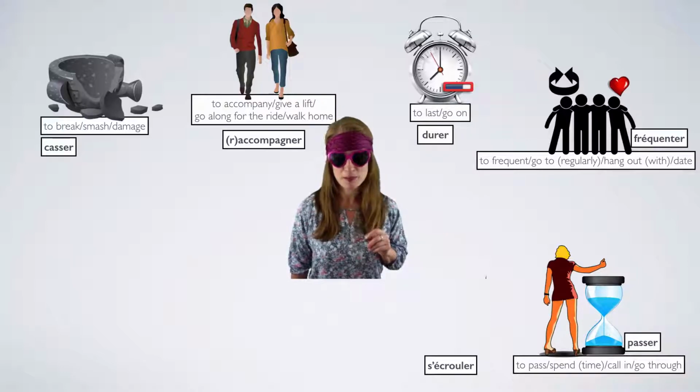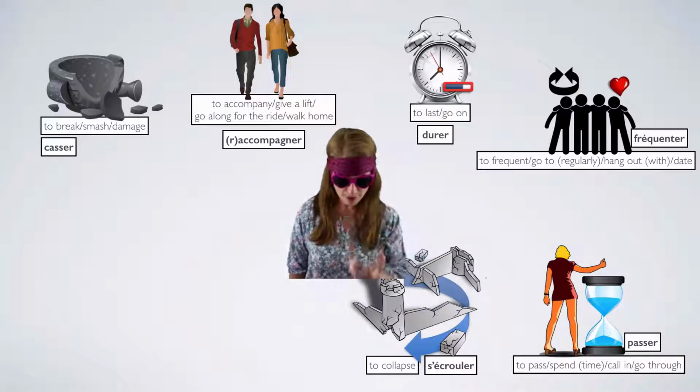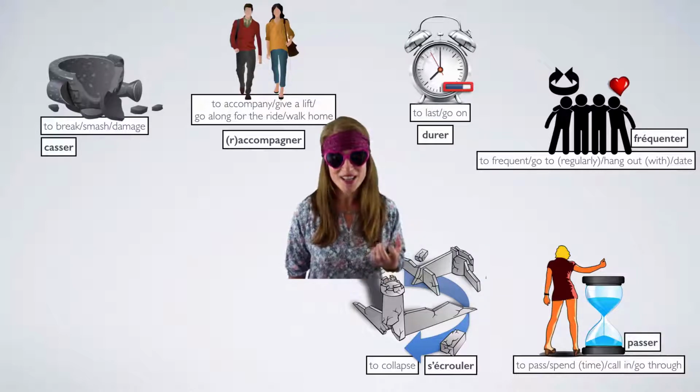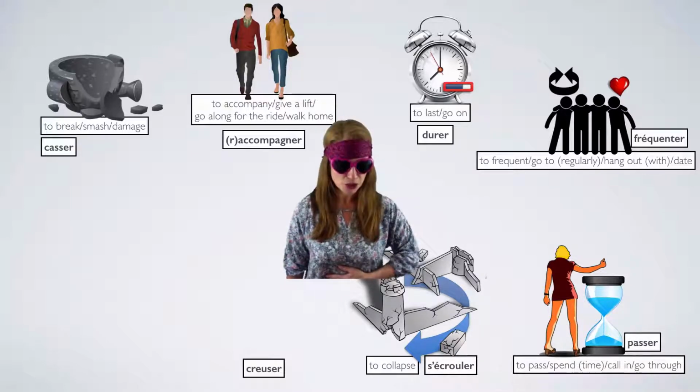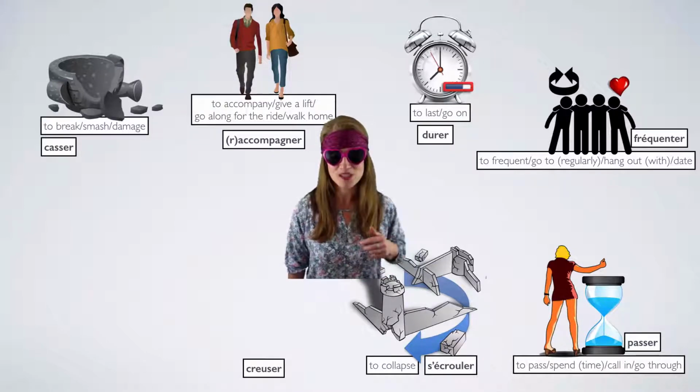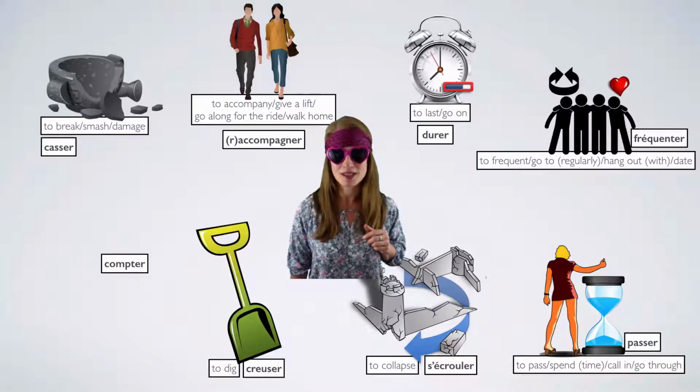S'écrouler. This might be a new one. It's pronominal. S'écrouler. Crou, crou, crou. It means to collapse, to crumble. S'écrouler, s'écrouler. Creuser. Creuser. When you say j'ai un petit creux, I have a little hollow. Creuser means to dig. Compter. Remember, you cannot hear the M or the P. Compter, to count. À vous, your turn.